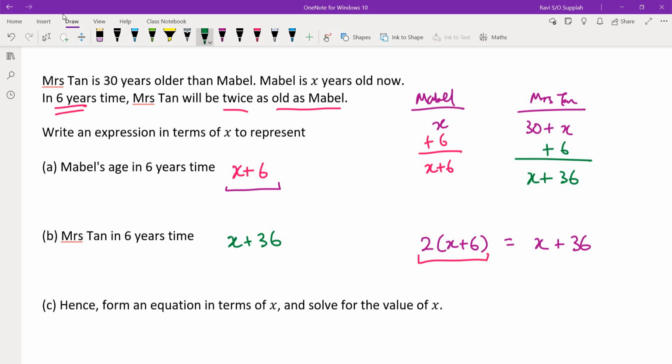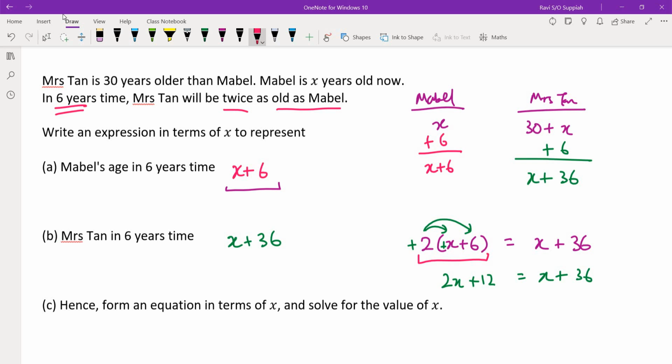So we have a number in front of a bracket, we do the expansion. So this is a plus in front, correct? So plus 2 times plus X will be 2X, plus 2 times plus 6 will be plus 12, equals X plus 36. So basically we are going on to part C here. Whenever they say solve for X, the idea is you want to move X to one side and everything else to the other side. So in this case, I can bring the X over.